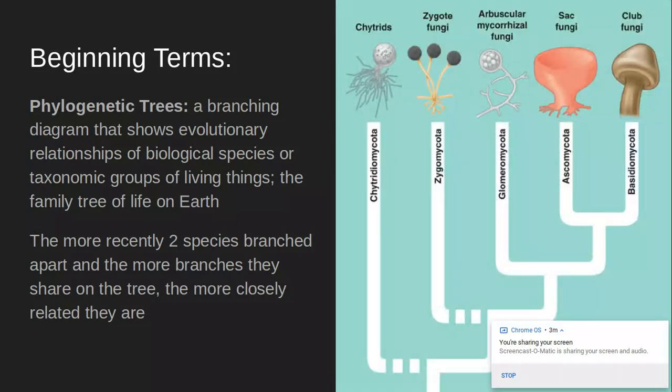Now, if we look at the sac fungi compared to the chytrids, and we travel back down the branches through time, we'll notice that those 2 branches divided a long time ago, at least compared to the other ones. So they share a less recent common ancestor.